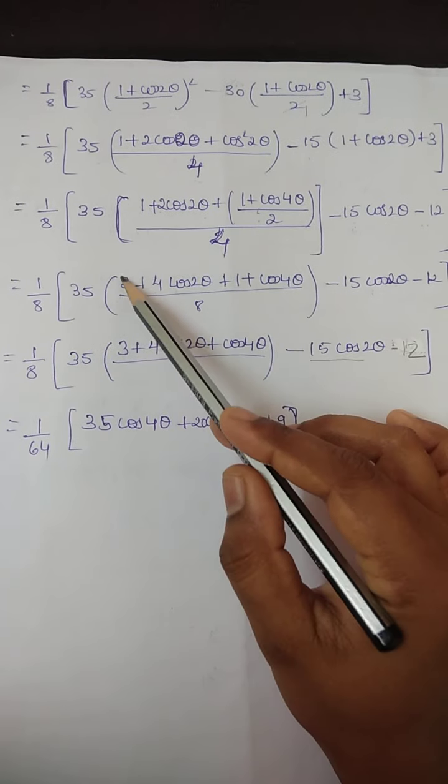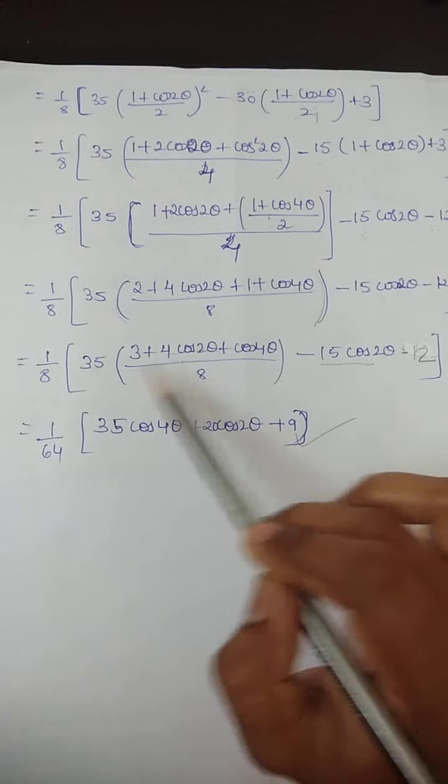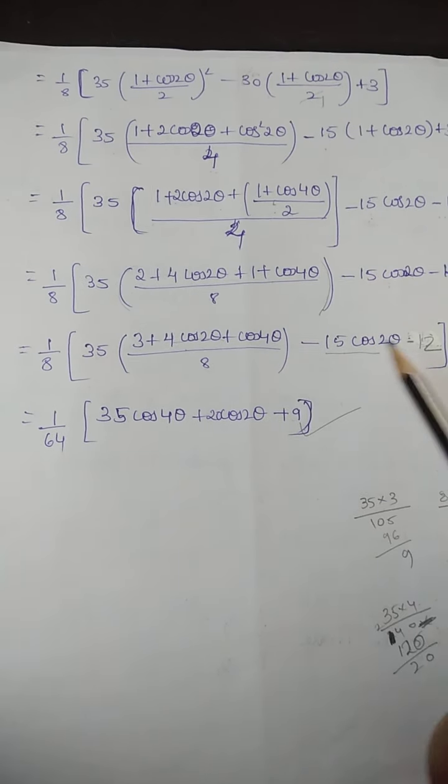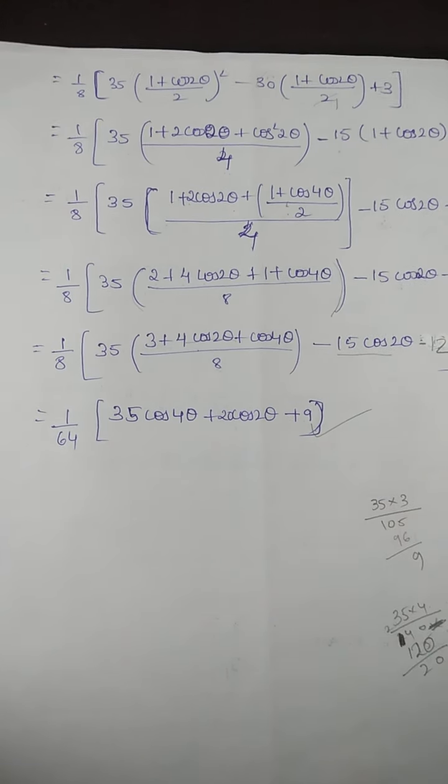Now open this bracket and simplify. You will get 35 cos 4 theta plus 20 cos 2 theta plus 9.